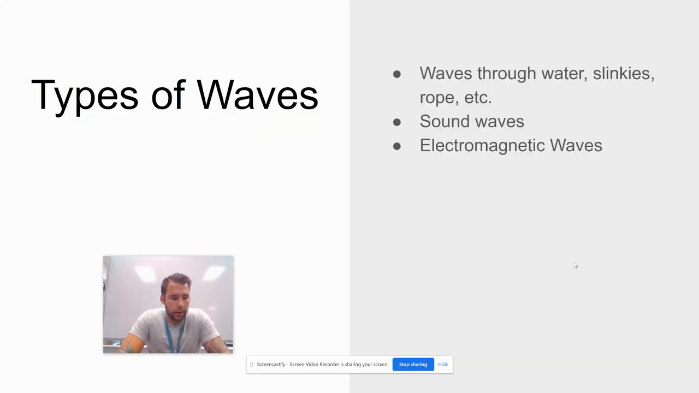So we're going to be looking at a couple different types of waves. We've already talked about water, slinkies, ropes. Those are the physical ones that you might play with at home if you have a slinky or a rope handy. But today we're going to be talking mainly about sound waves and the electromagnetic spectrum and all the waves that are encompassed with that, including light.